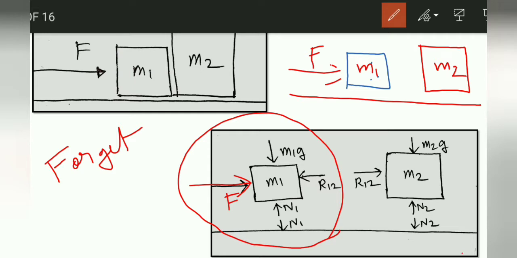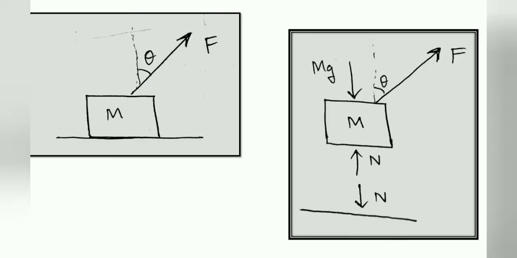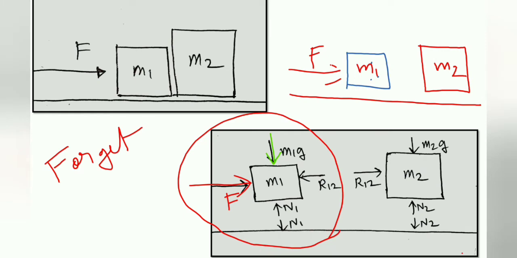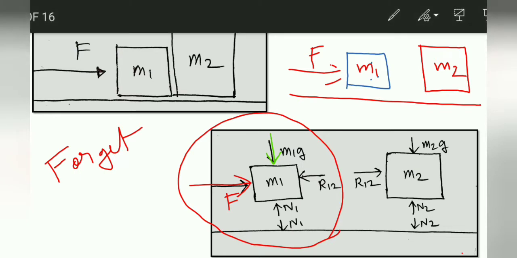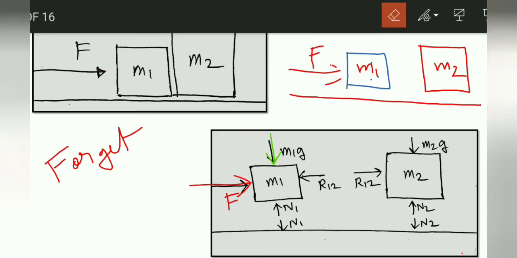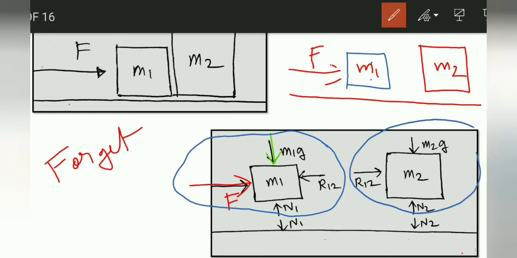Now for block 1, M1g acts from top to bottom. This block M1 is touching two surfaces: one is the ground, the other is block M2. Let me specify this a little more: this is object 1, this is object 2, and our ground is object 3. I hope you get me. On object 1, the normal reaction comes from the ground, N1, and another reaction force, R12, the reaction force between block 1 and block 2, acts in the horizontal direction. These are the forces acting on block 1.